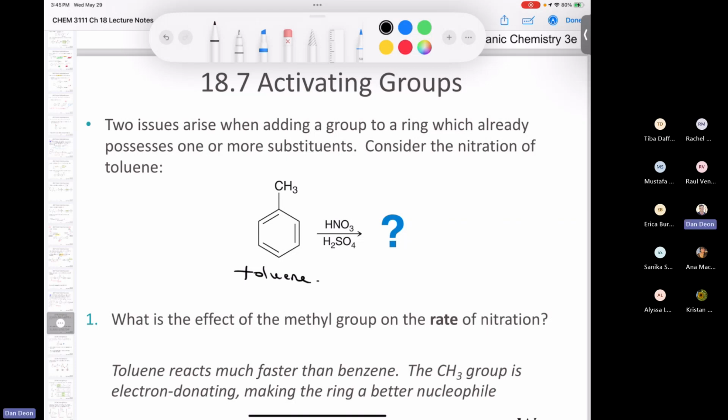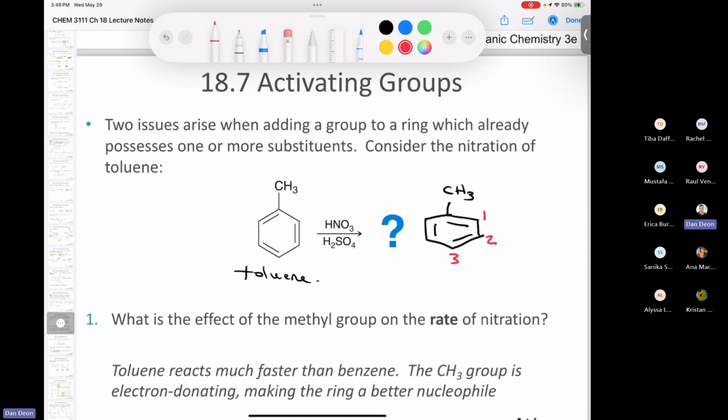So if we do a nitration, the question is, you know, if we draw our toluene, okay, if we draw our toluene, where is the nitro group going to go? Is it going to go to carbon 1, 2, or 3? Which one of those positions is it going to go to? That's number 1. And then number 2 is, how fast is it going to occur? Is it going to be faster than the nitration of benzene or slower than the nitration of benzene?